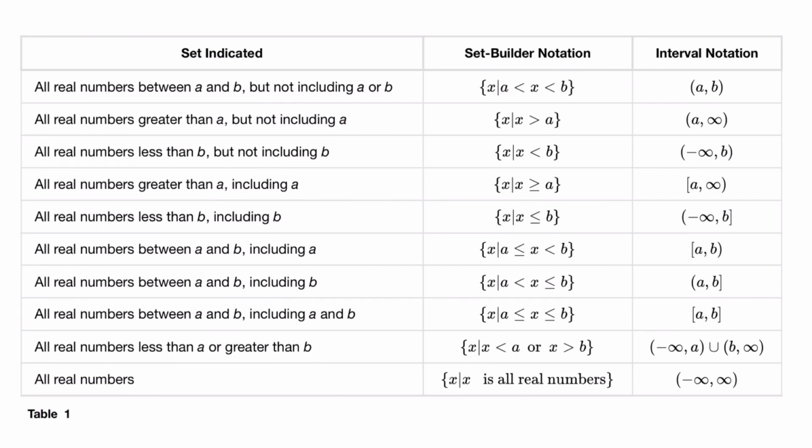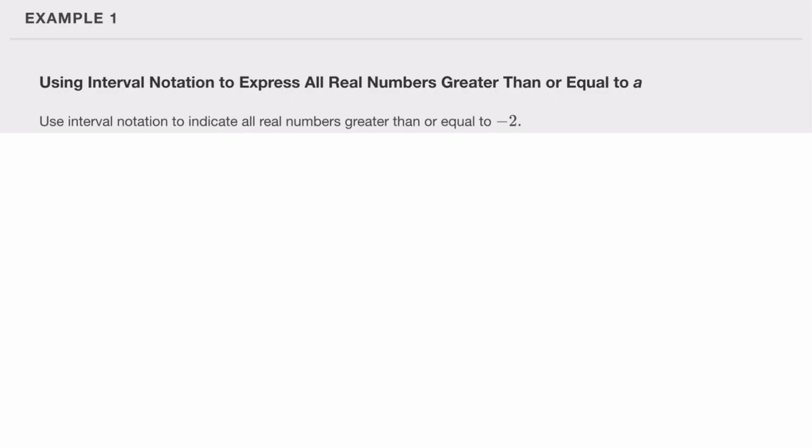Okay. So the set indicated set builder notation and interval notation, all real numbers between a and b but not including a or b. So we can show it this way, and in interval notation it looks like this, right? So we'll come across many of these as we go through examples. You can always pause this screen to look at it further, but I'm just going to move forward.